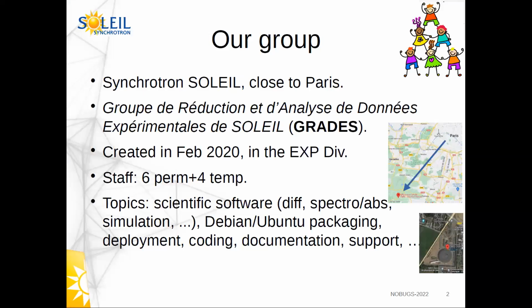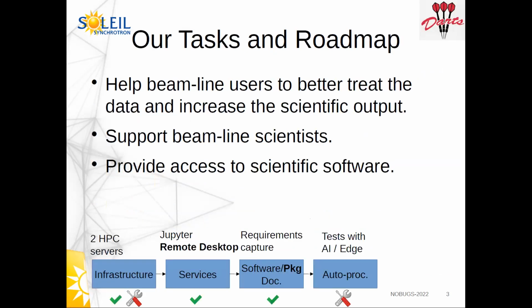So I'm heading a group doing data reduction and analysis. It's GRADES, Groupe de réduction et d'analyse de données expérimentale de Soleil. It's in the outer skirts of Paris, some 25 kilometers away. We are about 10 of us, 6 are permanent and 4 are temporary. It was created two years ago, basically. In our group, we are doing scientific software. We are providing these tools to help the beamlines treat the data.